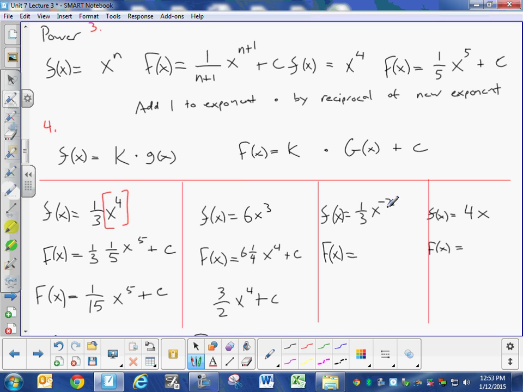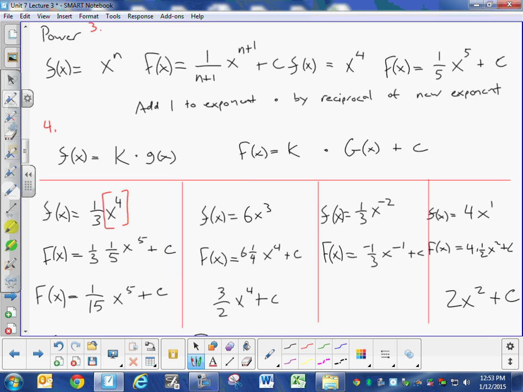Add 1, you get -1 multiplied by the reciprocal, -1/3 x to the -1st plus C. This is an exponent of 1. Add 1, you get 2. Multiply by 1/2. You have 4 times 1/2 x squared plus C, or 2x squared plus C.